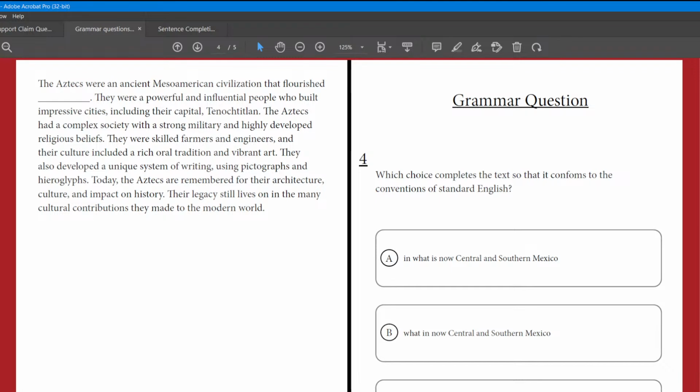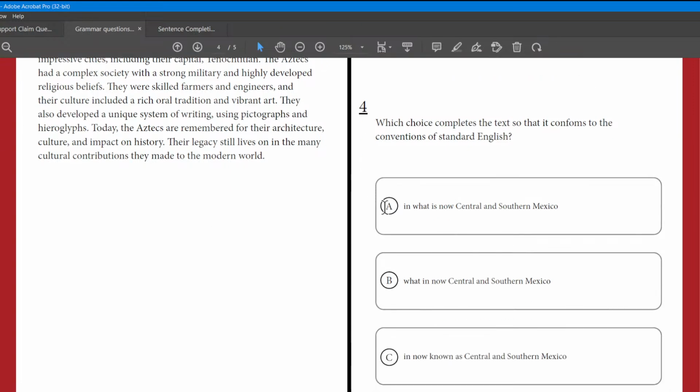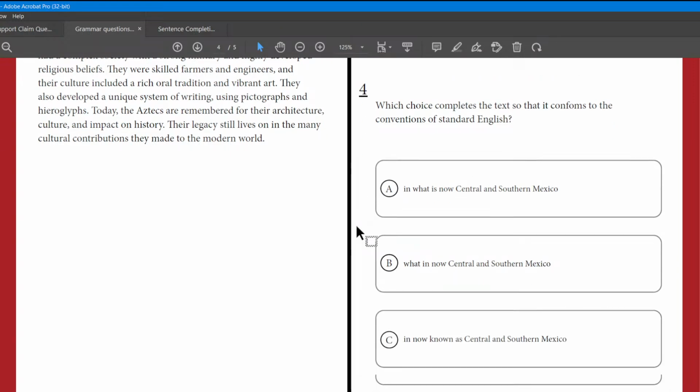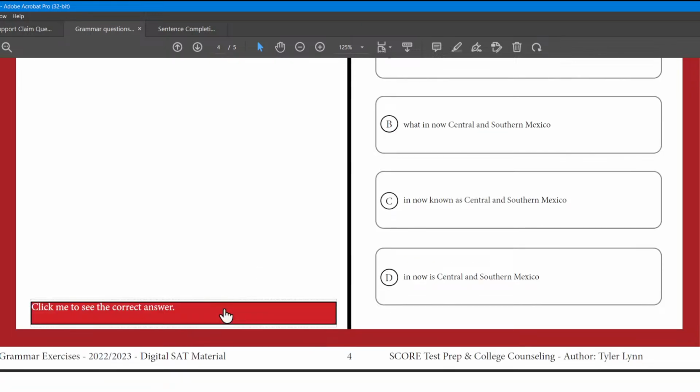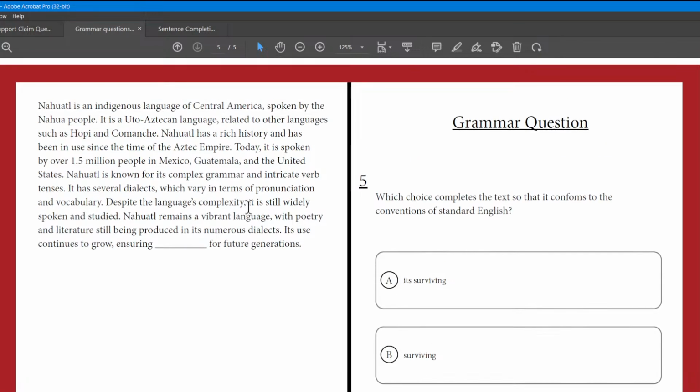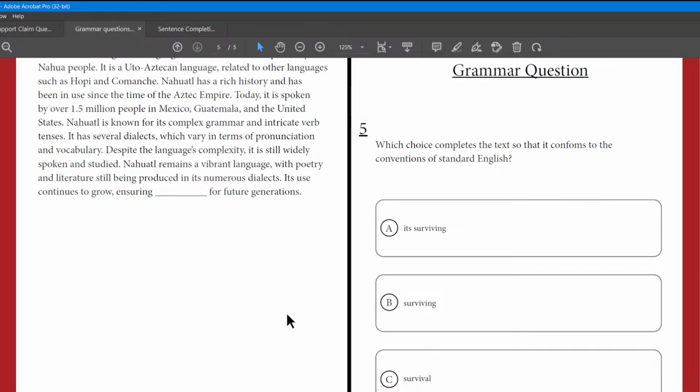All right. Everybody's saying A for number 4. All right. That flourished in what is now central and southern Mexico. All right. They're playing around with the order of words a little bit here. They're playing around with the right way to phrase this in now known as. No, that would be weird. These two are definitely wrong. What in now? No. Yeah, A is the only one that's a complete sentence. Y'all had no problem with that. Good. If you did, we have bigger issues.